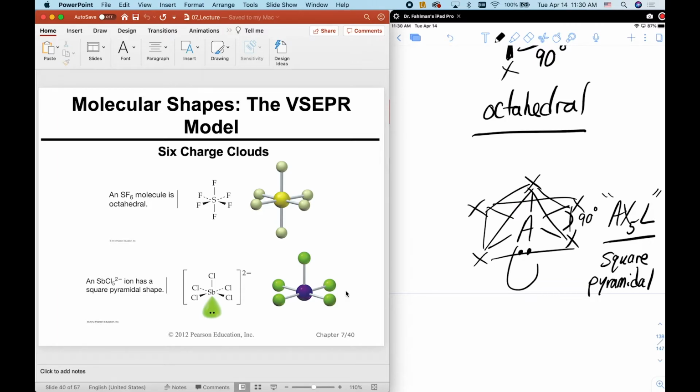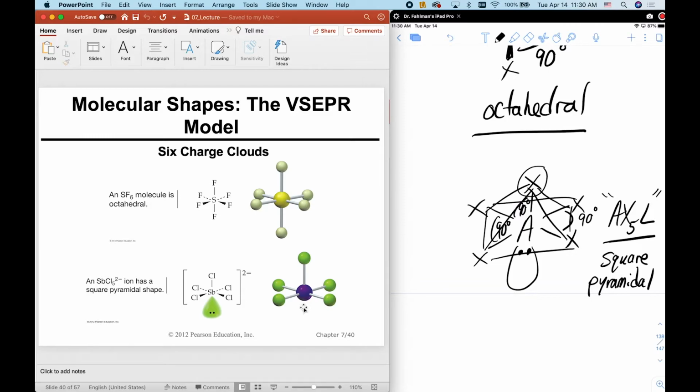And then this lone pair is really not going to influence that x. And so really all these angles are still going to be 90 degrees. Okay, so even though it's square pyramidal, it's all still 90. Okay, it just has to do with what plane this lone pair is on.